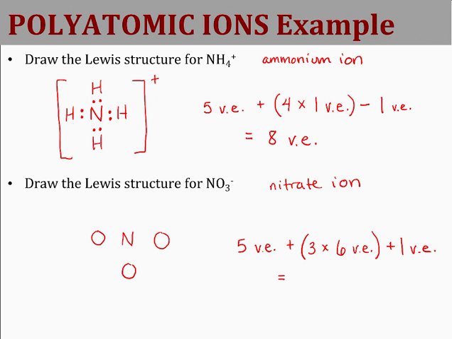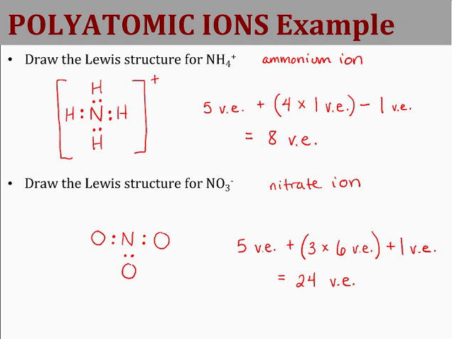All right, so 6 times 3 is 18. And then we're adding 5, so that's 23. And then we're adding 1 more, which is 24 valence electrons. All right, so now let's put 2 electrons in between each pair of atoms. So we're creating our bonds.